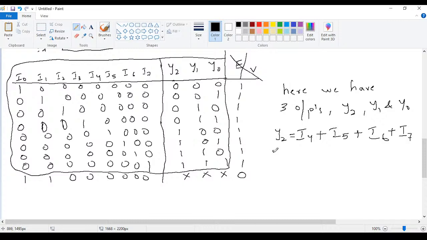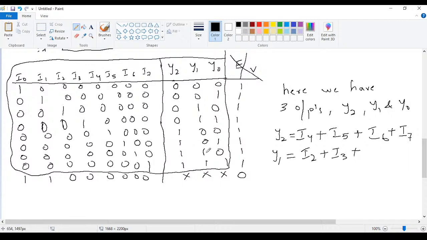Okay, and in the same way we go for y1 equal to what? Wherever we are having 1, so when I2 equal to 1 plus I3 equal to 1, means I2 equal to 1. So y1 will be 1 when I2 equal to 1, or I3 may be 1. So whenever we are having I3 equal to 1, we get the output as 1.